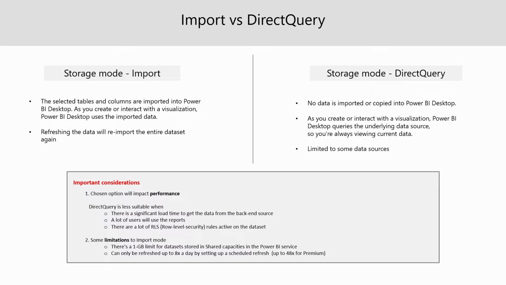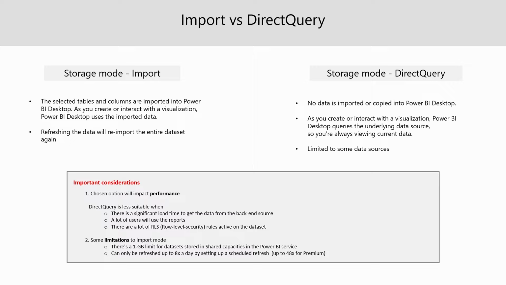Now it's important to consider that the chosen option will impact performance. Direct query is less suitable when there's a lot of load time to get the data from the backend source, when there's a lot of users that will use the reports, and when there's row-level security on your model.